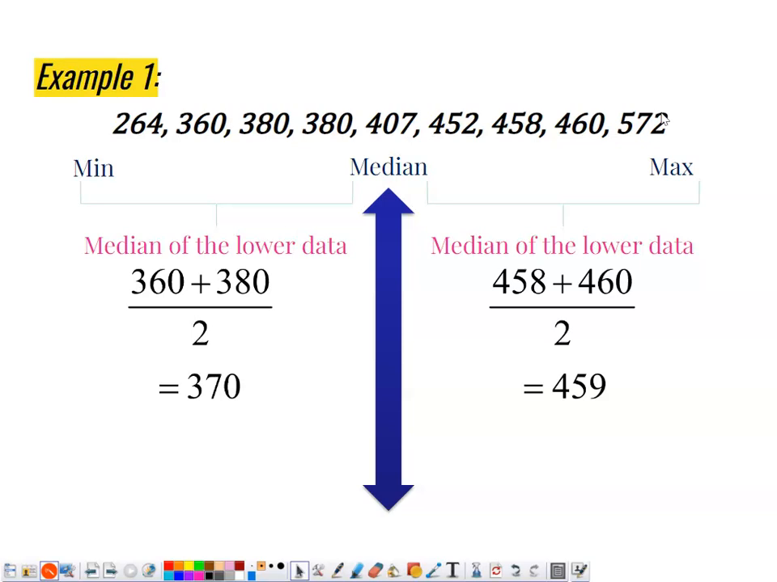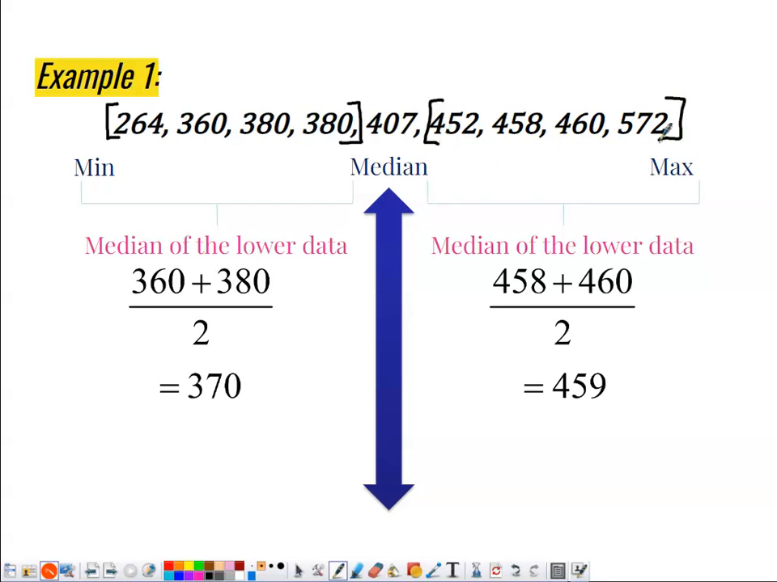We have an odd number of data points, so the median is at 407, okay? And then we need to find out what's the median of that lower half, okay? So since we have an odd number of data points, we're going to exclude that median from our lower and upper half, right? So to find the Q1, we need to take the median of that lower half, right? So we take 360, 380, add them together, divide by 2. So our Q1 is at 370. Same thing with that upper half, right? We need to find out what's the median here. So that median is 459.